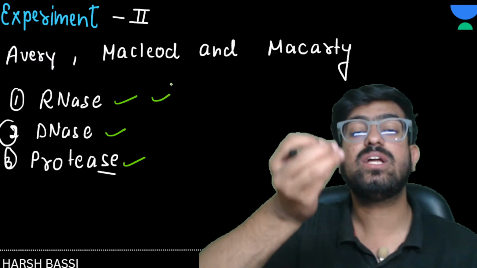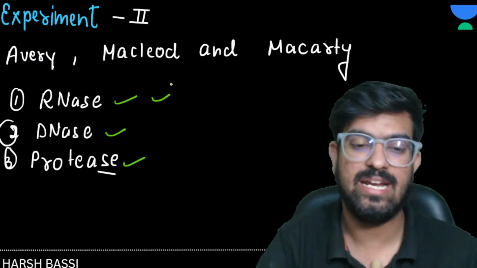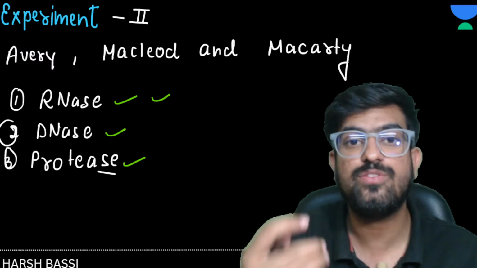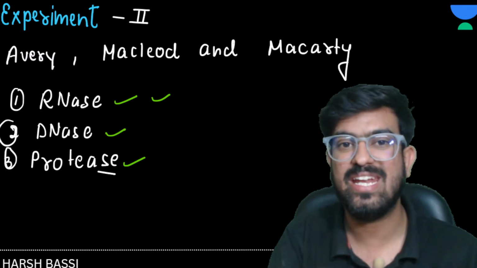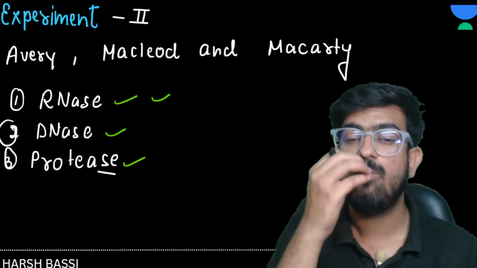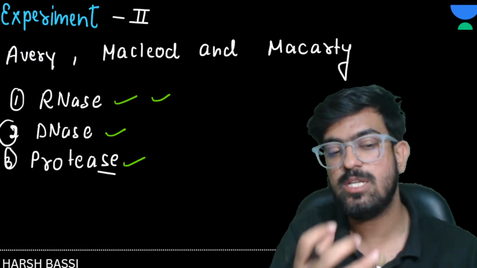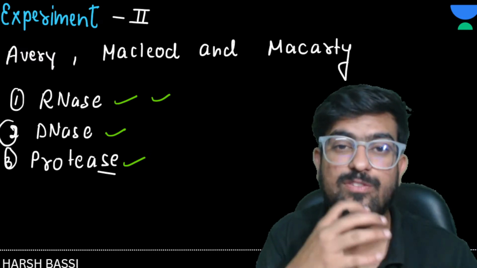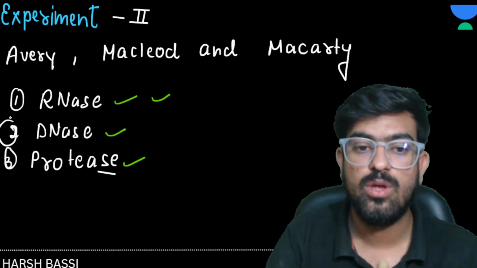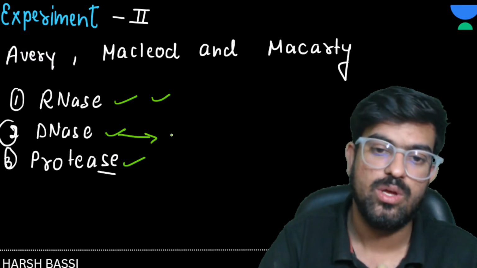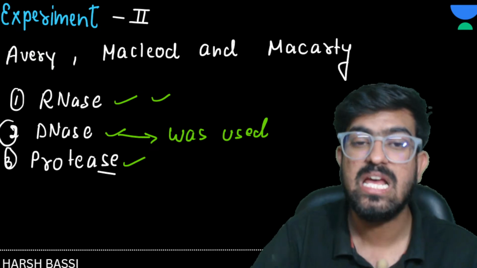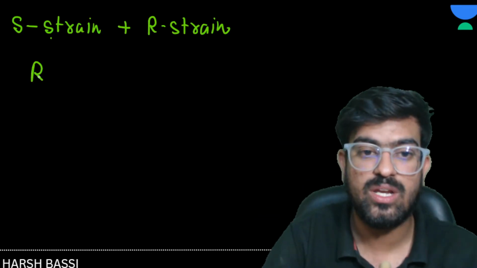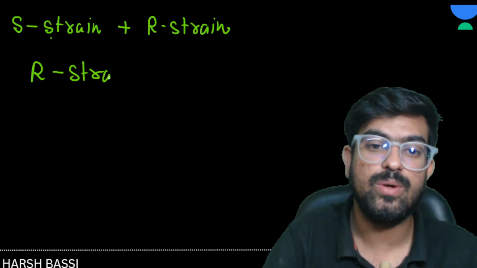What is the use of RNase? It digests the RNA. What is the use of DNase? It digests the DNA. What is the use of protease? It digests the proteins. So transformation did not take place when DNase was used. That means the R strain didn't get converted into the S strain.